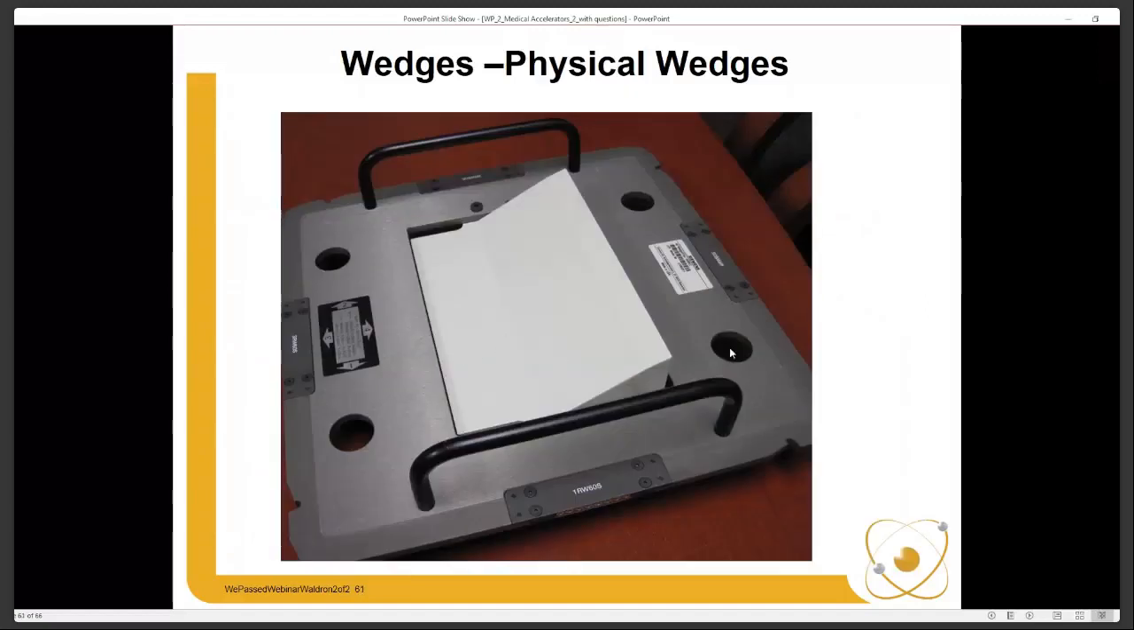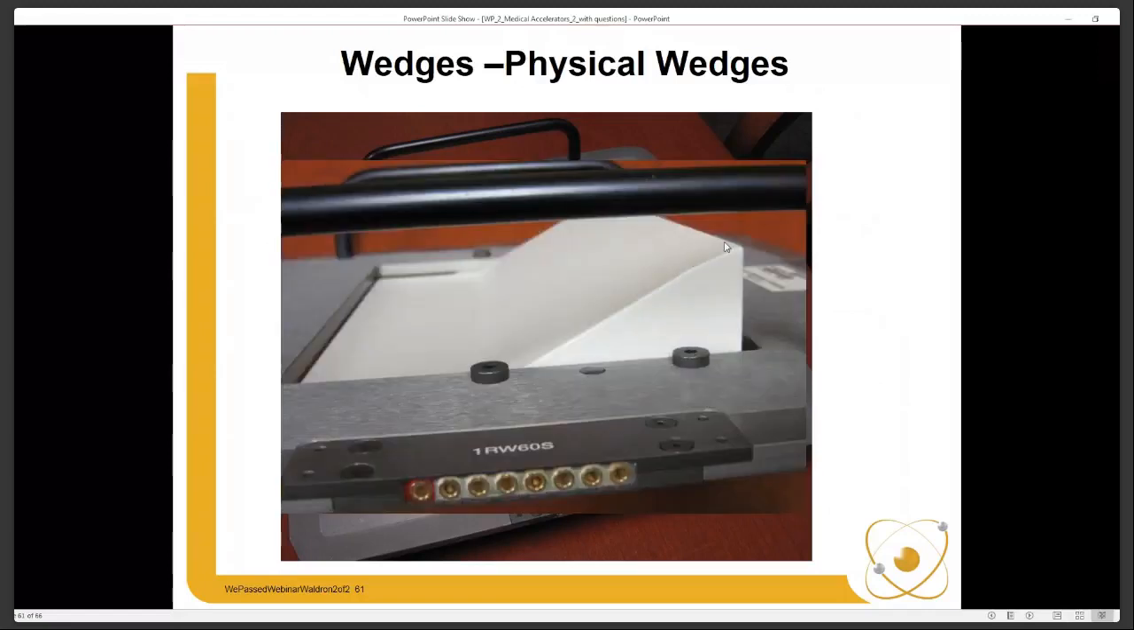Here's a photo of a physical wedge. This one's off of one of my Siemens machines. This is the 60-degree wedge. It's sort of a universal wedge. Here's a shot hoping to allow you to see that, in fact, yes, it's a wedge-shaped piece of metal that we're putting in the beam.